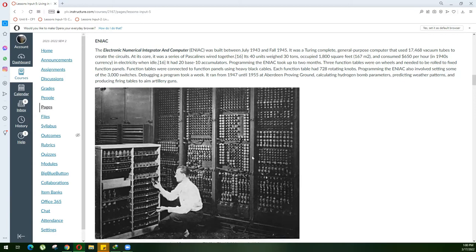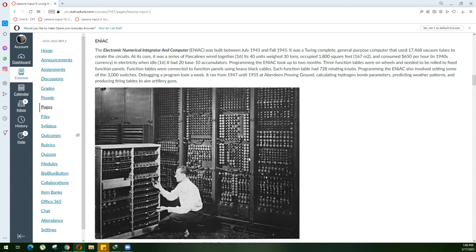It had 20 base 10 accumulators. Programming the ENIAC took up to 2 months. 3 function tables were on wheels and needed to be rolled to fix function panels. Function tables were connected to function panels using heavy black cables. Each function table had 728 rotating knobs. Programming the ENIAC also involved setting some 3,000 switches. Debugging a program took a week.